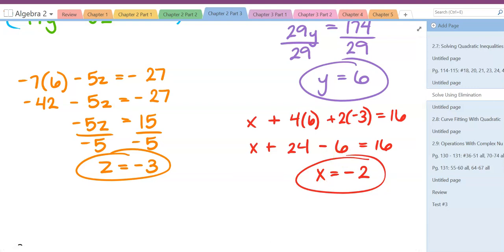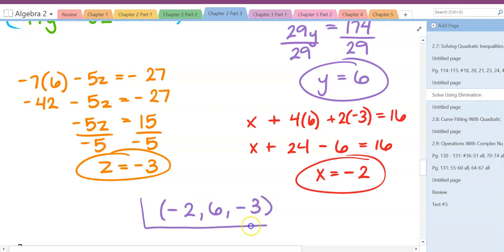Proper technical answer form is to write these as an ordered triple. So x, comma, y, comma, z. Put those in parentheses, so it would be (negative 2, 6, negative 3). If you happen to forget to put it in that form, it's not a huge deal, as long as I can find your 3 letters somewhere in your work. So as long as I can physically see where your x, where your y, where your z is, if you forget to put it in the ordered triple, it's not a huge deal. Just know that that's how they would probably want you to write the answer, though.